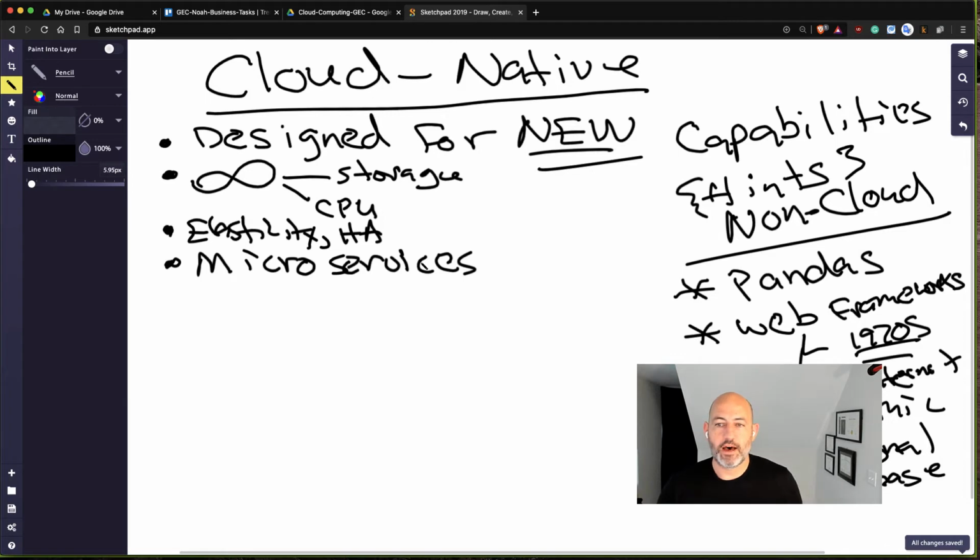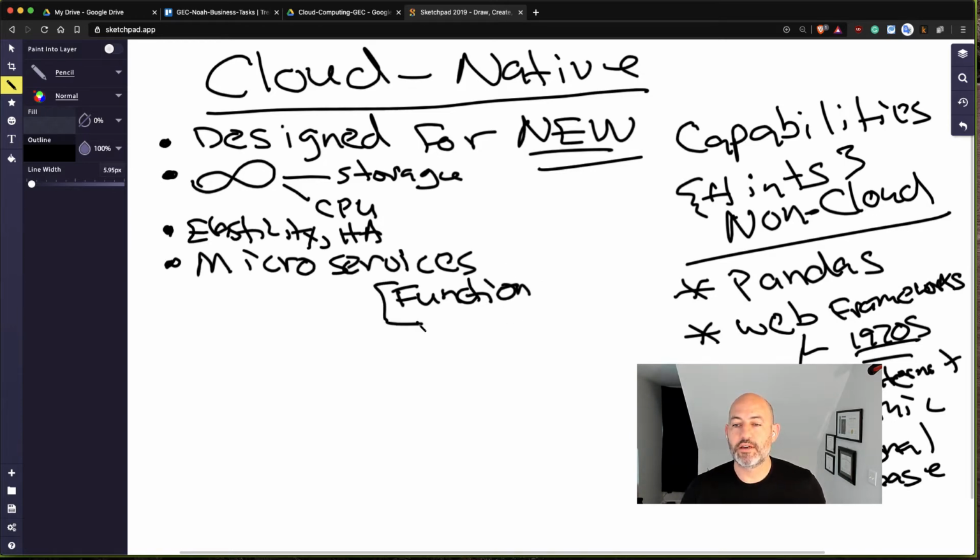So this is a good hint that you're dealing with a cloud native technique. One way to define a microservice is a function that maps to a web service. It could be as small as one little function, and it maps to a route. It looks like a route.